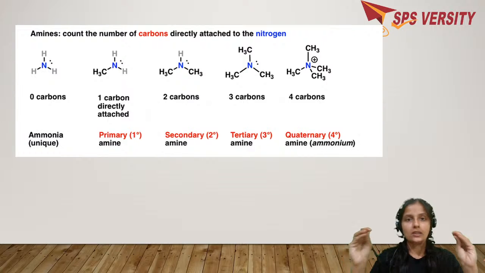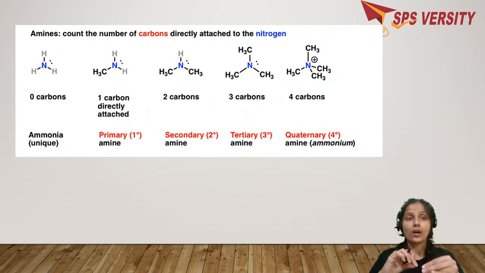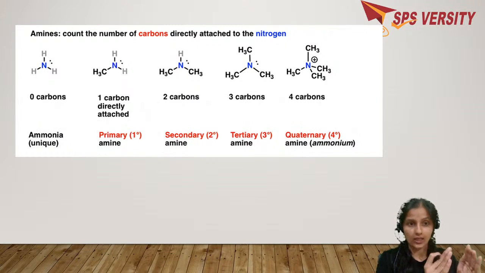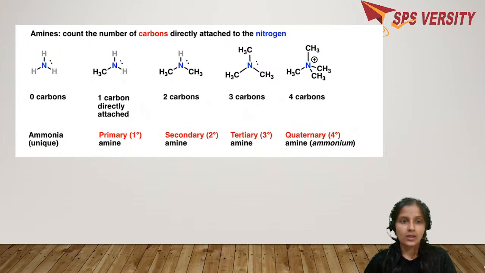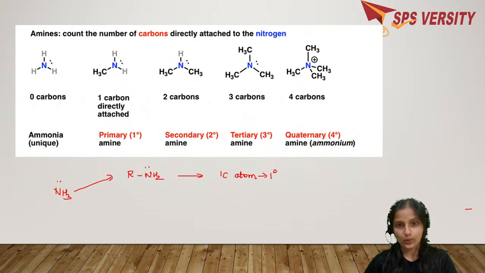Whenever you say ammonia, there is no carbon atom. It's NH3 only. That's called ammonia. If you replace one hydrogen of ammonia by one alkyl group, that means one carbon is directly attached to nitrogen, this is called a primary amine. So you have the NH3 molecule, you replace one hydrogen by an alkyl group, and you get RNH2. The nitrogen in this amine is directly attached to one carbon atom, so it's called a primary amine or 1 degree amine.